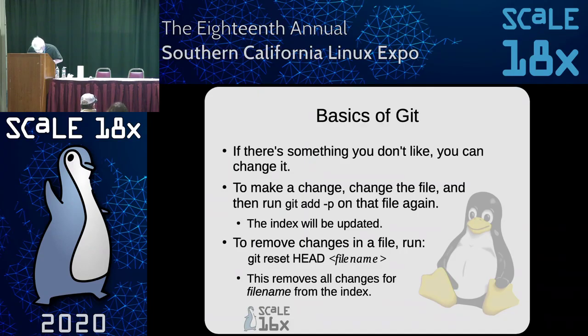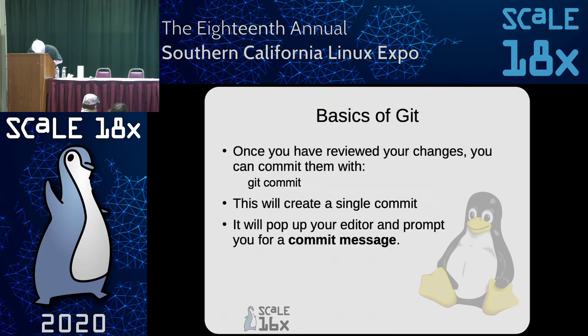To make the change, you can actually change your working copy and then run git add -p again, and it'll update the index, or the staging area. To remove changes in a file, you run git reset HEAD and the file name. This basically removes all changes for the file name from the index.